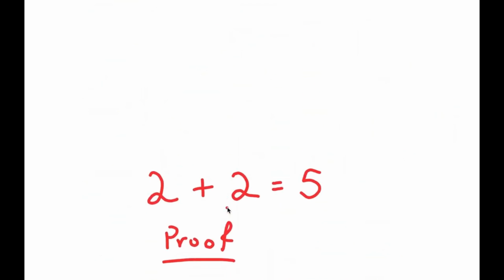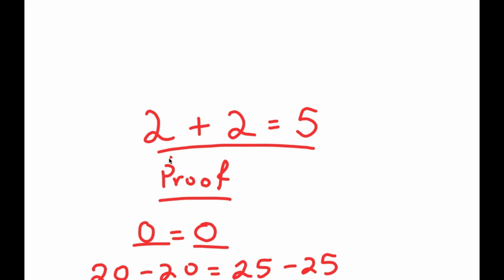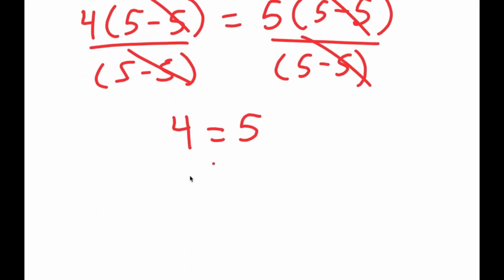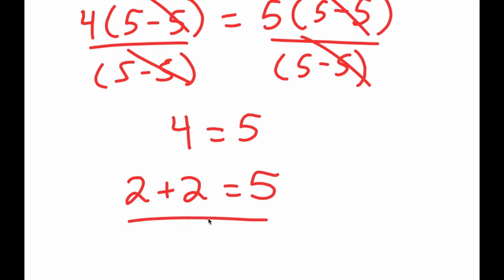Now, going back to our original equation, I said that I was going to prove that 2 plus 2 is equal to 5, right? Well, what is 4 equal to? 4 is equal to 2 plus 2. So I get 2 plus 2 is equal to 5. So I just proved that 2 plus 2 is equal to 5.